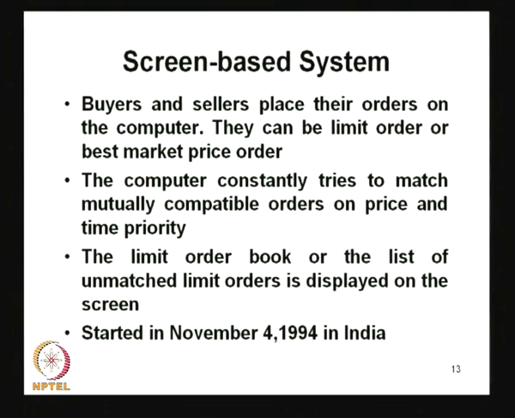But whenever we talk about the screen based system, what happens in the screen based system? In the screen based system, basically buyers and sellers place their orders on the computer. Already what I told, they can be limit order or the best market price order. There are two types of orders in the screen based system. The computer constantly tries to match mutually compatible orders on price and time priority.